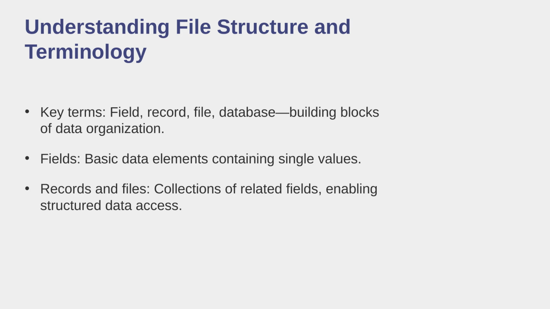Finally, when we accumulate multiple files, we achieve a database, which is designed for use by various applications, reflecting the relationships among different data elements. Understanding these terms is crucial for grasping how data is organized and accessed in file systems. As we consider these definitions, reflect on how they relate to the applications you use every day. How do you think the organization of data impacts the efficiency of those applications?